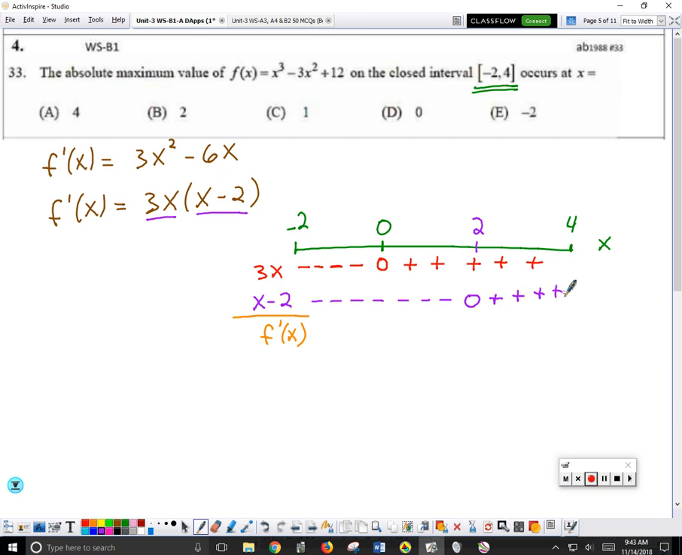Is it possible to switch between positive and negative without a 0 or whatever? Genius. Not unless you have an undefined point. So if there's an undefined point or a 0, you'll see the switch. Without that, you won't see the switch. Okay. Anybody else? Perfect.